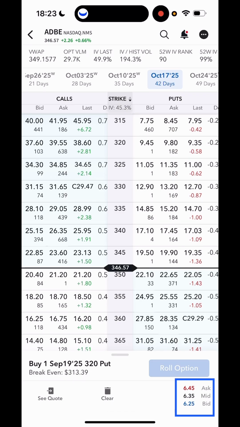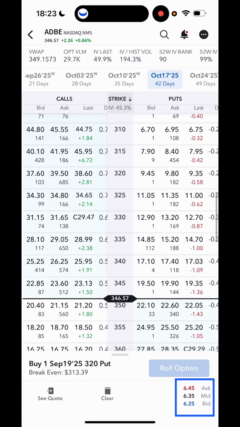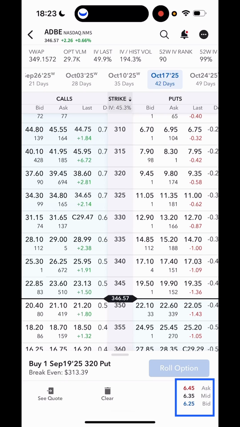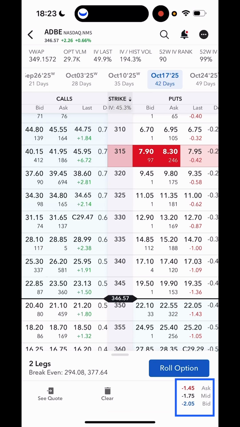What we want to do is sell to open a new put at October the 17th that is greater than $635. And when I look at the strike prices here, I'm going to go for the 315, which has got a last price of $7.95. What we've done is we are going to generate a net credit of roughly around $170, which is the mid price. And I'm lowering my strike by $5.